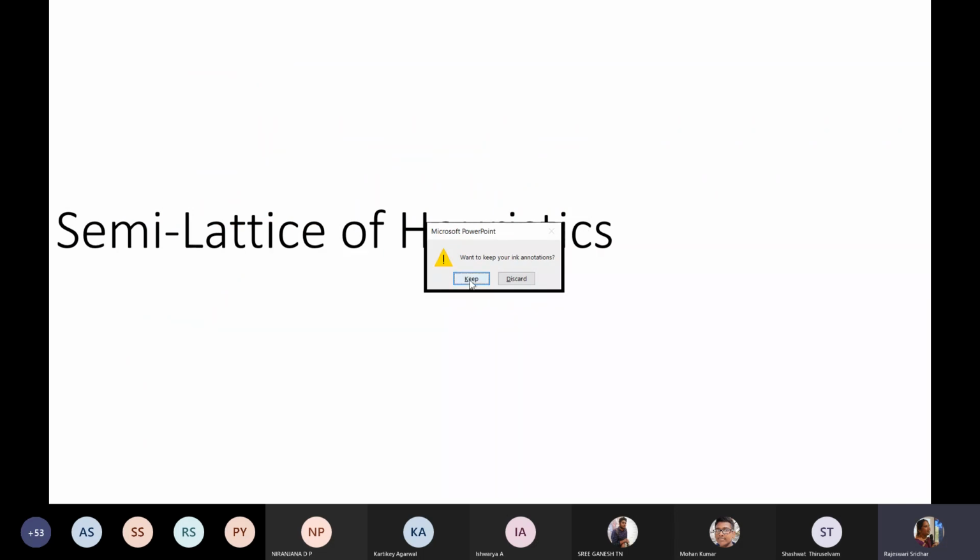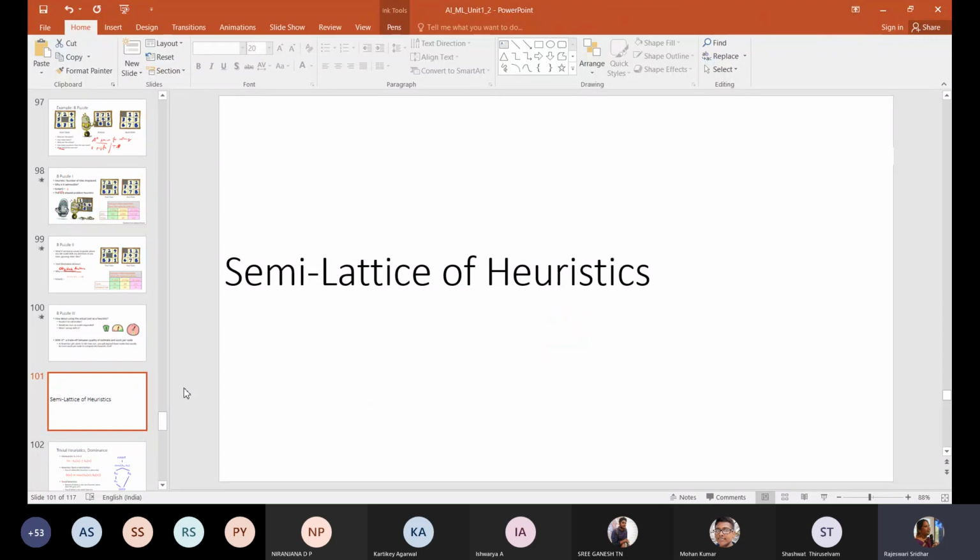Okay, I'll stop here. Tomorrow, in the next class, we will see the modified A star and then get to the scenario.